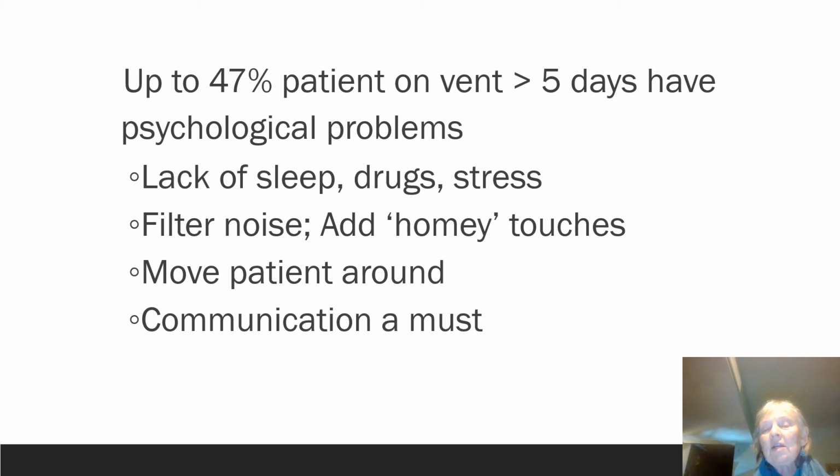One of the things you'll see in the ICU is you can't have plants. You can't have plants because you don't know who's allergic to them. But you can have pictures of your family. You can always sneak your puppy in as long as you don't get caught.